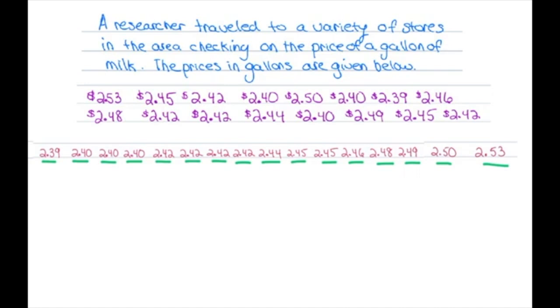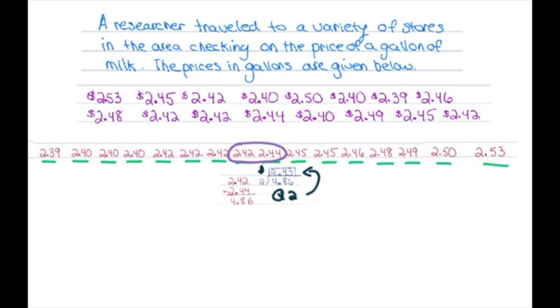And I have 16 of them, and I've underlined each one to make sure that I have accounted for each of those values. Since there are an even number of data values, I know there's going to be 2 in the middle. So now I have to find those 2 middle numbers and average them together. Those 2 middle numbers are $2.42 and $2.44. When I add those 2 numbers up, I get $4.86. And then when I divide them by 2, I get $2.43. So my median, otherwise known as Q2, is $2.43.